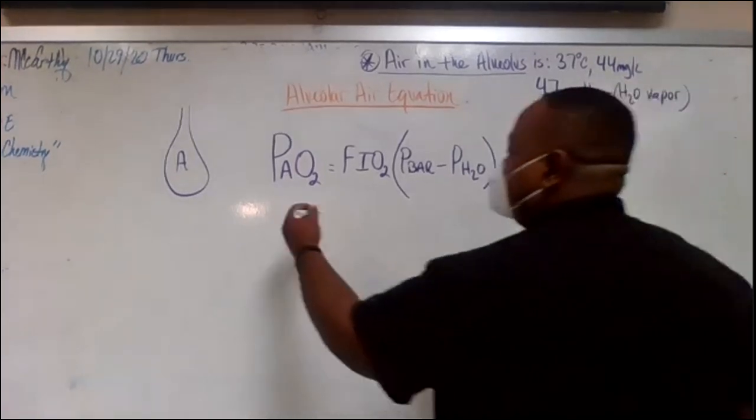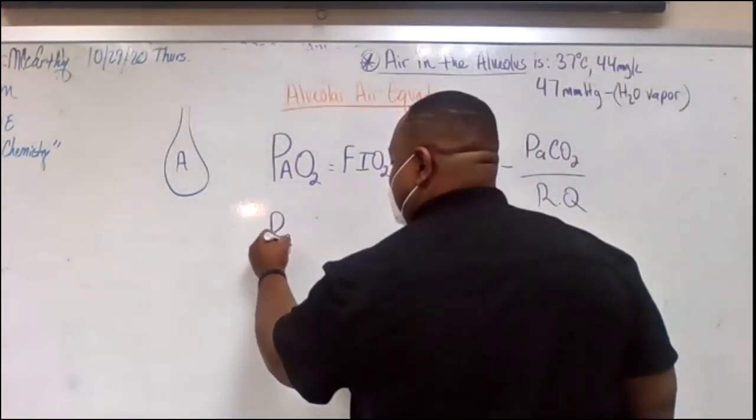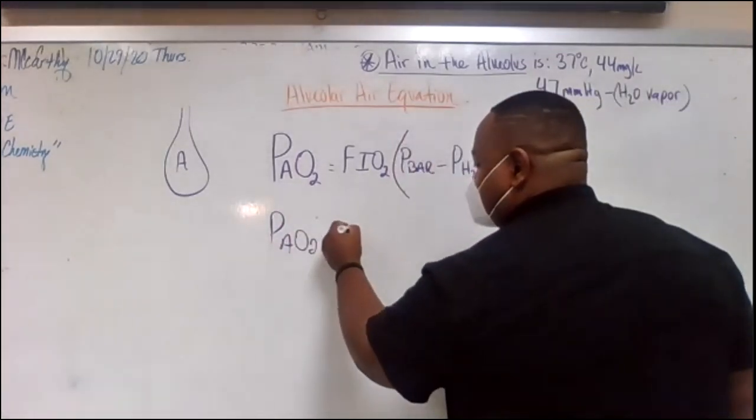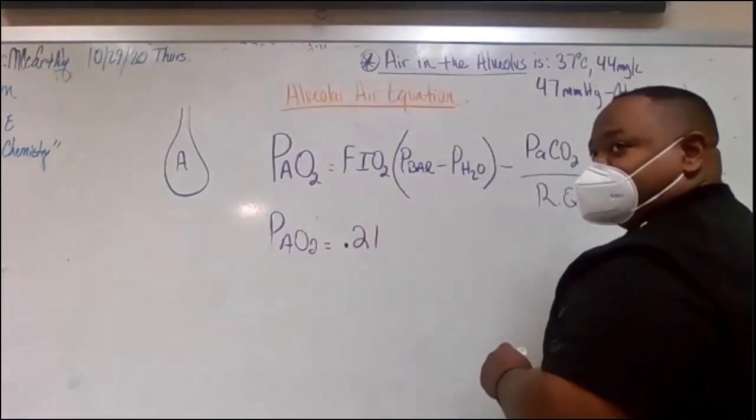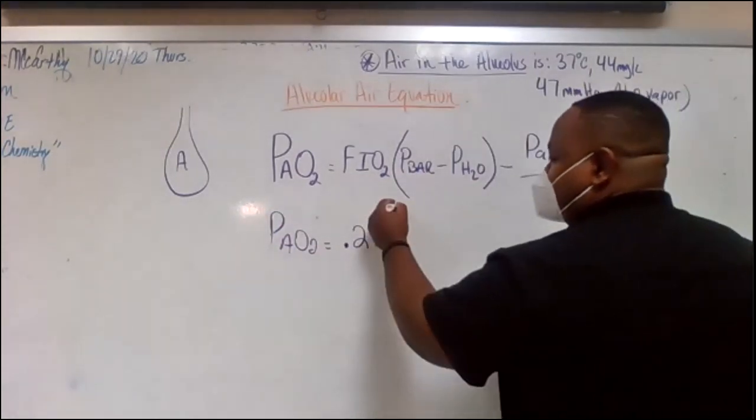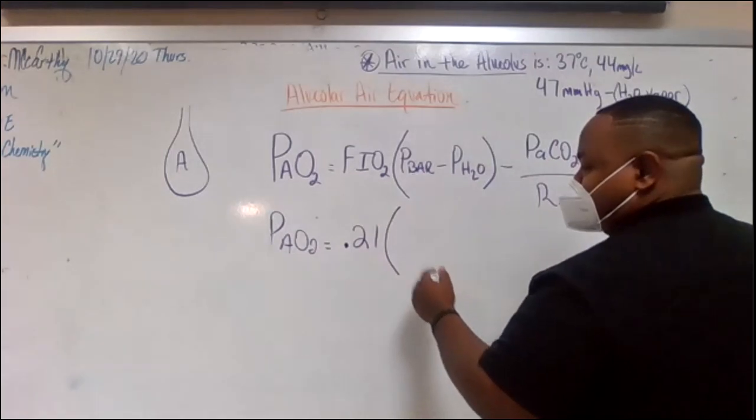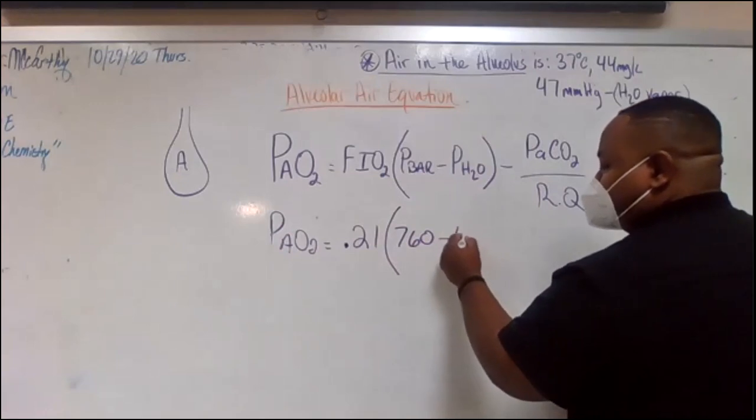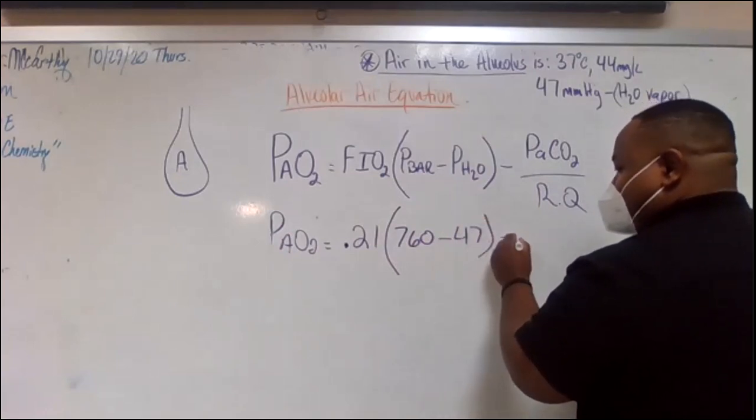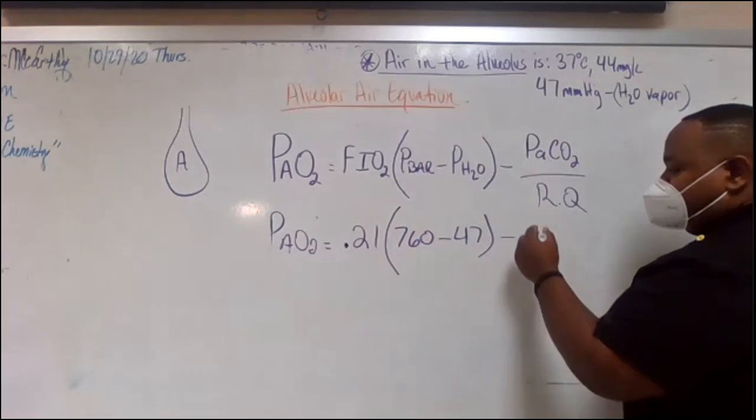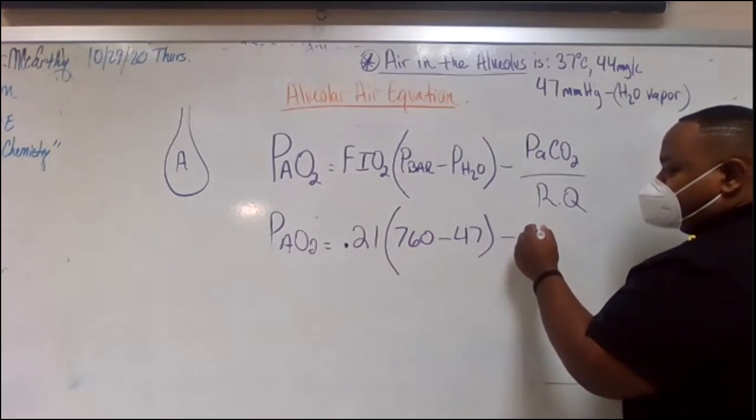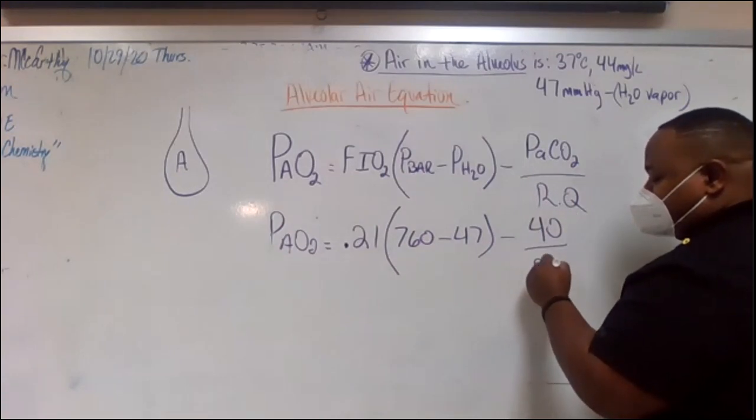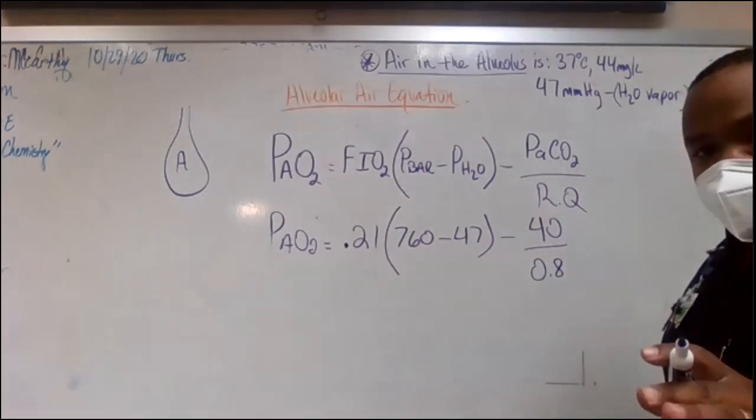All right. PAO2. So PAO2 equals, what's the FO2? 0.21. You have to convert it to a decimal. 0.21 times, what's the PB? 760 minus, what's the pressure of water? 47 minus, what's the PaCO2? 40 divided by, what's the respiratory quotient? 0.8. You got that far, Ms. Thomas?